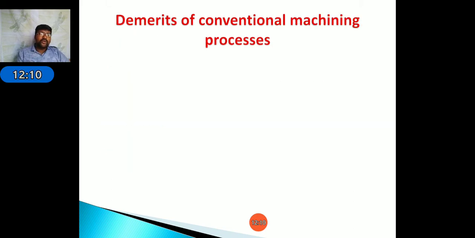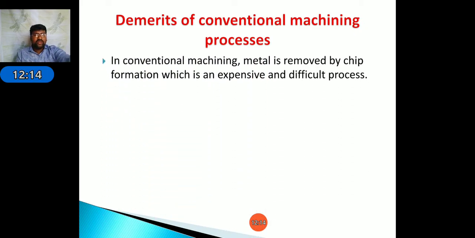Next, coming to the demerits of conventional machining process. In conventional machining, metal is removed by chip formation, which is an expensive, difficult process. Suppose we are using conventional machining. What happens at the application of the machining process?